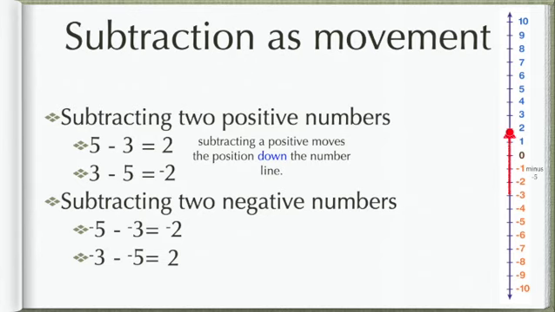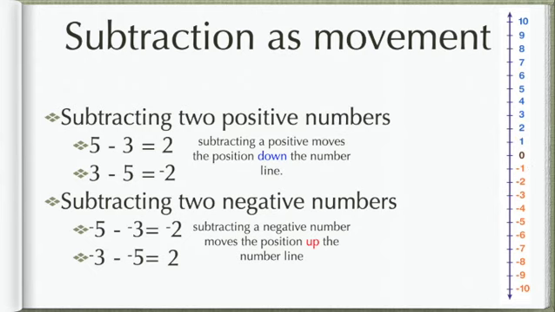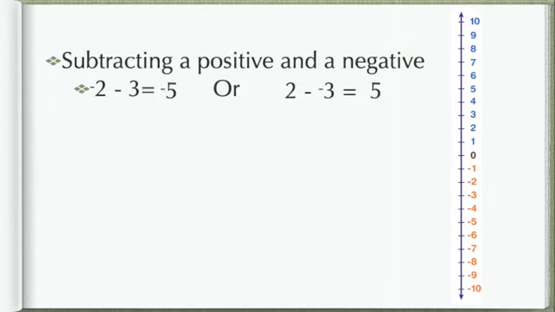And you'll notice in both of those examples, when you subtracted a negative number, the position moved up the number line. So subtracting a positive, the position moved down. Subtracting a negative, it moved up. What if you combined? So subtracting a positive and a negative.